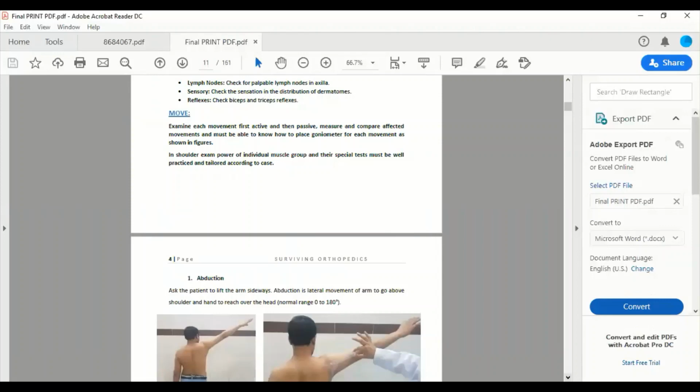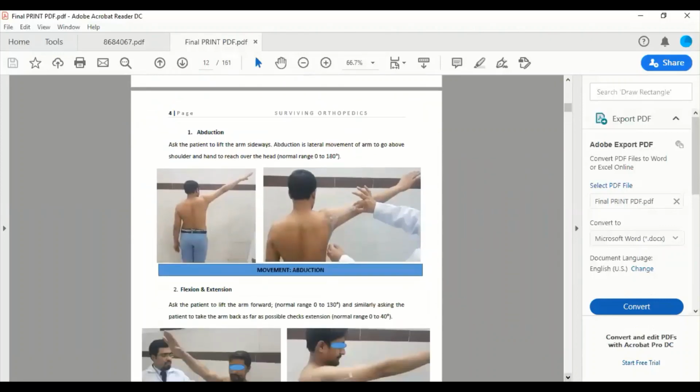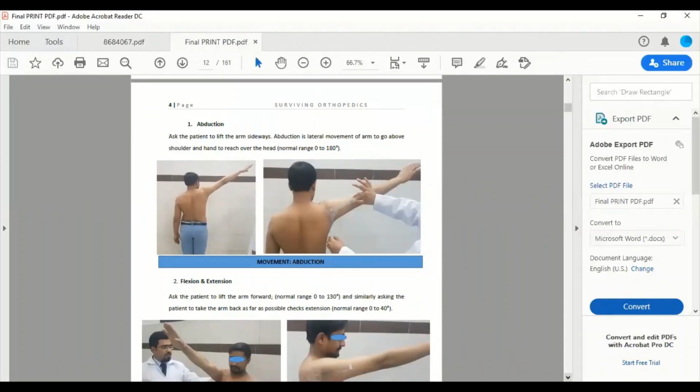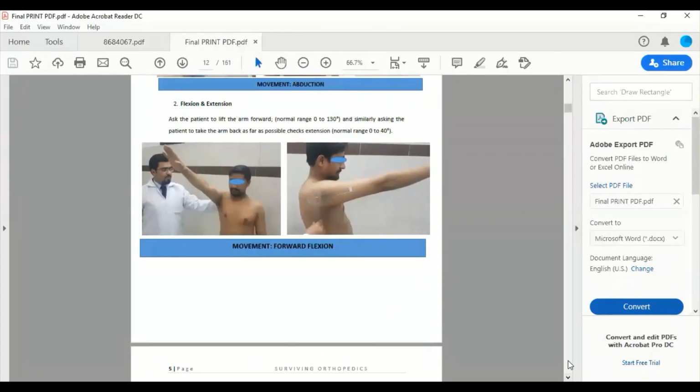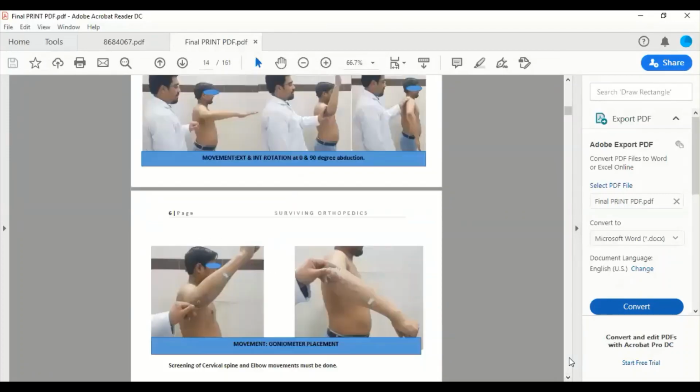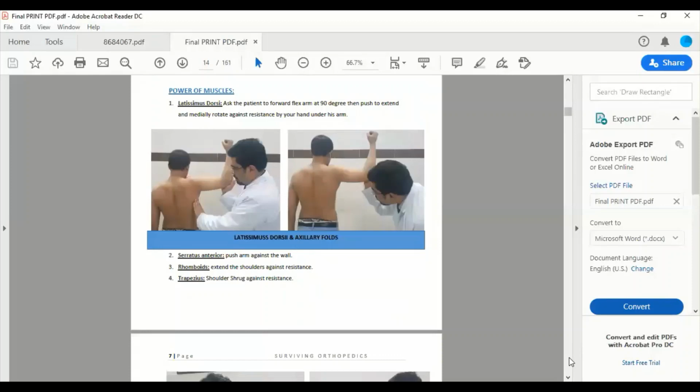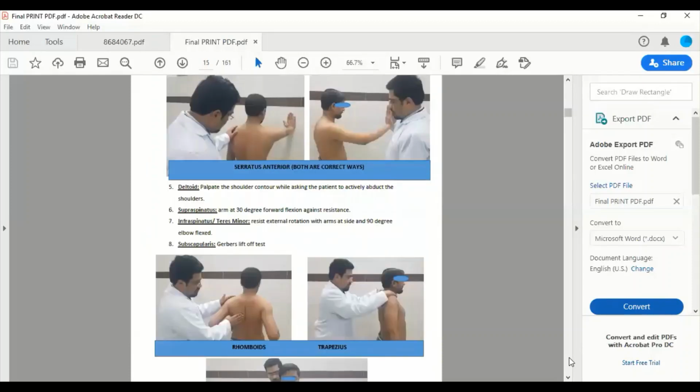We have tried to tell residents even at the basic level where to place goniometers in checking different movements. And as you see, we have tried to put every picture of every special test, and if they are performed in different ways, we have tried to put the pictures as well.